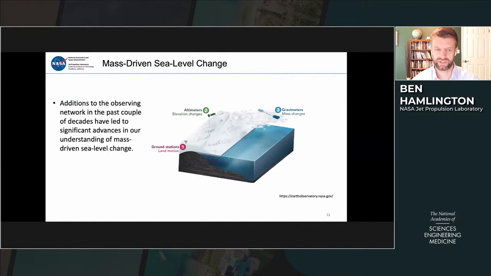And due to additions to the observing network in the past couple of decades, we actually have really good information and an improving understanding of the mass-driven sea level changes that have occurred in the past couple of decades. So we have ground stations, we have in situ measurements we can use to understand what's happening on the ice sheets and in glaciers. We have laser altimeters, so ICESat and ICESat-2 are examples of those. And then we have what we call gravimeters. So this is GRACE and GRACE Follow-On, and that's really what I'm going to focus on here. I'm not going to touch as much on the other two, just in the interest of time.